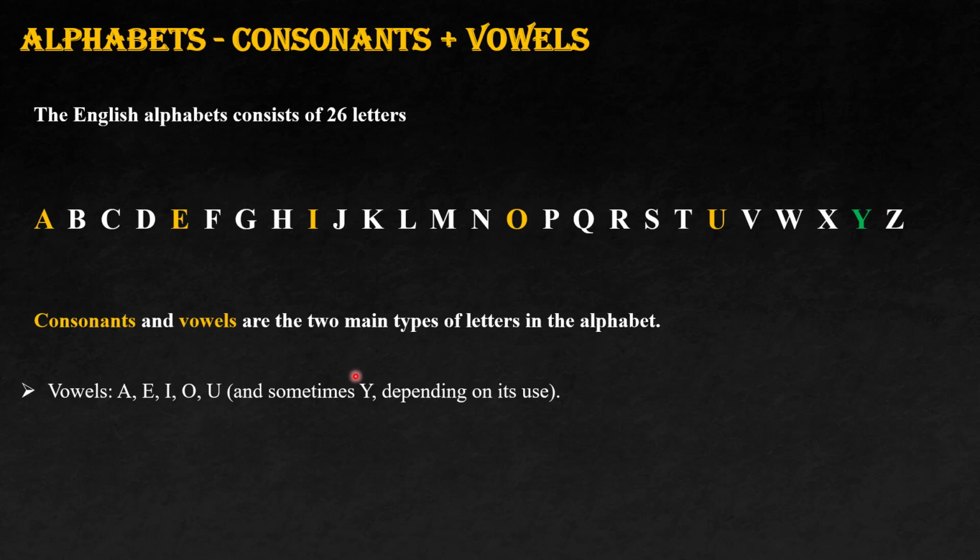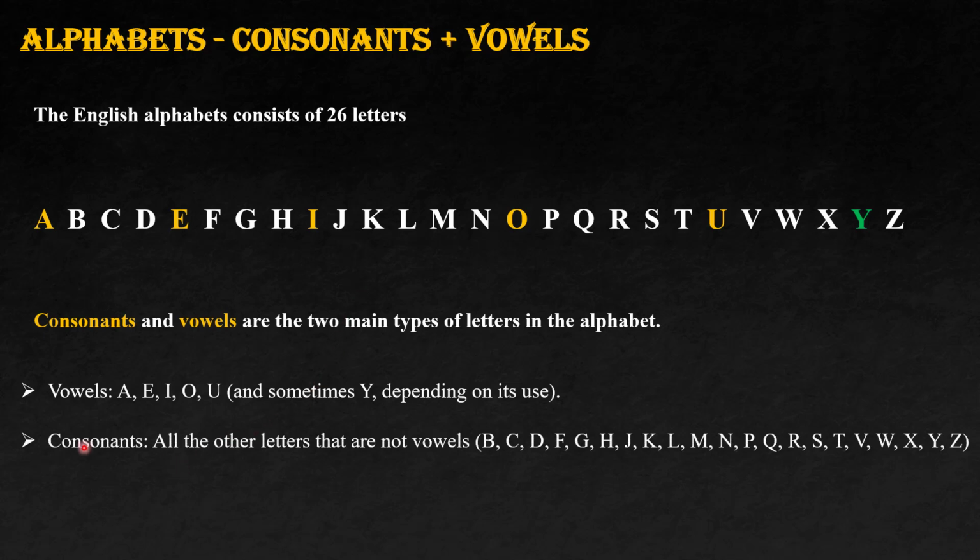Sometimes you can see we have the Y. It will also act as a vowel, but that again depends upon the situation and the usage. You're going to learn all this deep knowledge in the later sessions, where I have covered everything about the basics, the parts of speech, and each and every main topic. Apart from these five, the remaining 21 are the consonants.